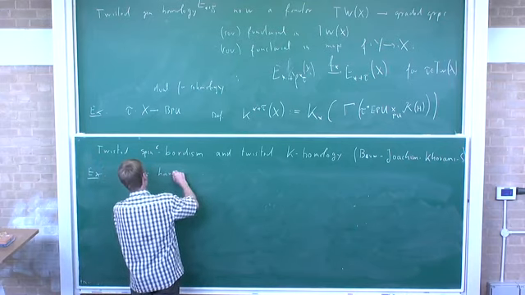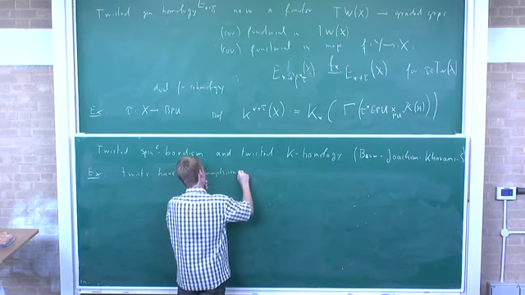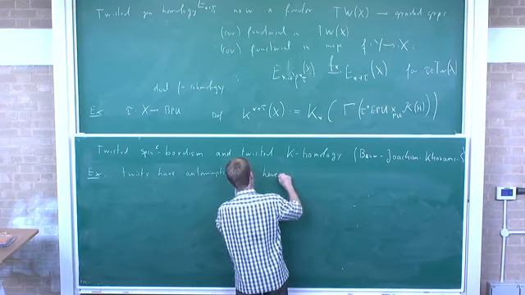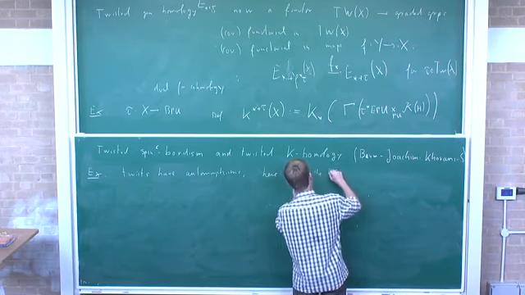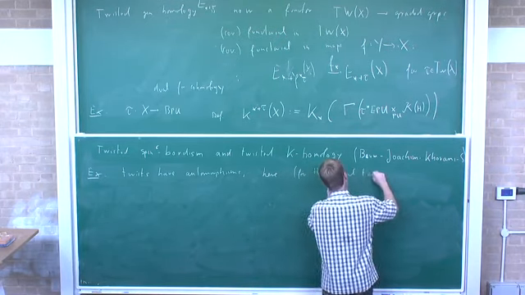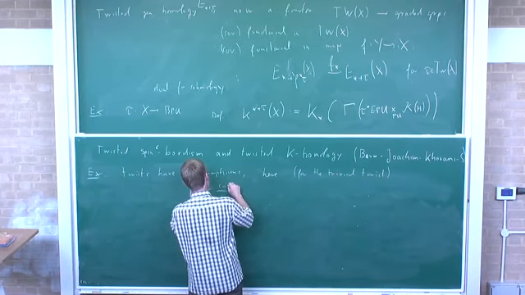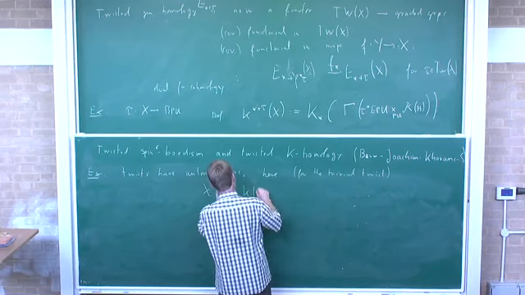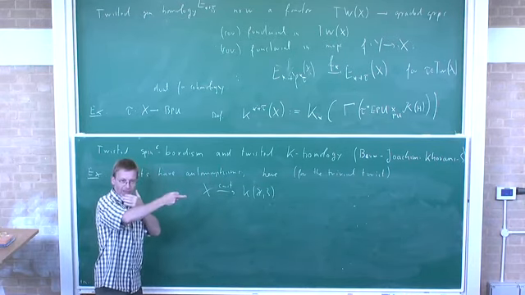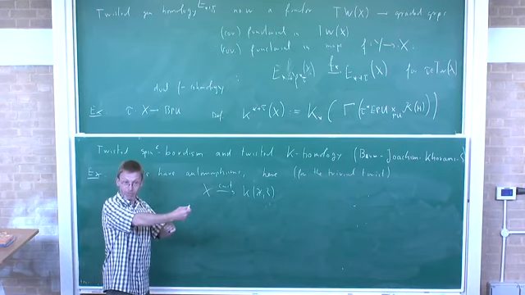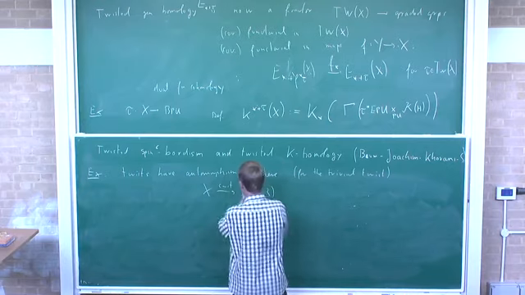Twists have automorphisms. Here, for the trivial twist, what was it? We just took the constant map to KZ3 and a homotopy class of the homotopy from the constant map to the constant map. What is this? So that's a trivial twist.